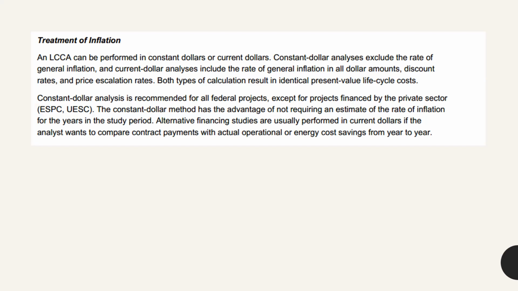Constant dollar analysis is recommended for all federal projects, except for projects financed by the private sector. So for all government projects, it is recommended to go for constant dollar analysis. But for private projects, it is always recommended to go for current dollar analysis. The constant dollar method has the advantage of not requiring an estimate of the rate of inflation for the years of the study period. The alternative financing studies are usually performed in current dollars if the analyst wants to compare the contract payments with actual operational or energy cost savings from year to year.